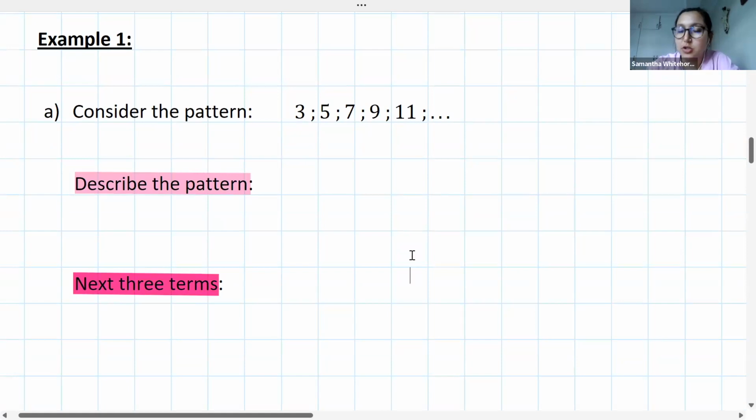Okay, so again, describe your pattern just in words, what's happening, and then the next 3 terms for me.